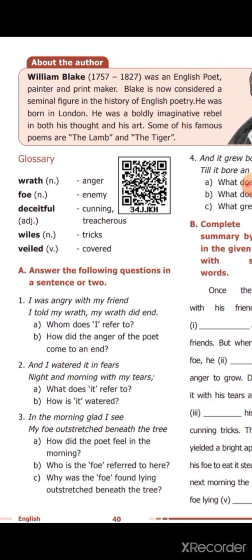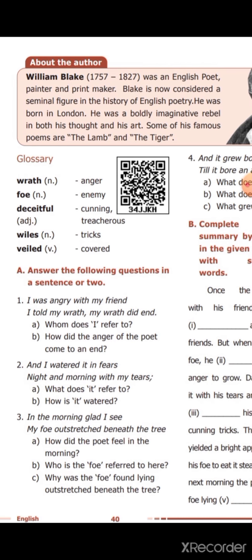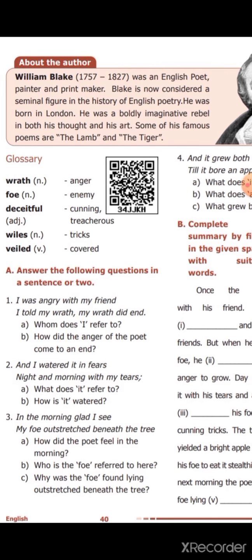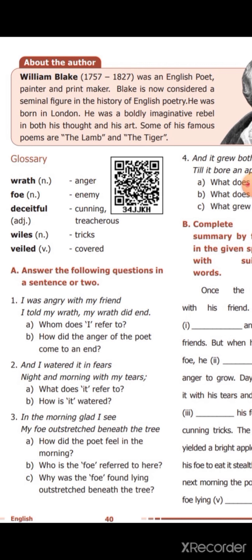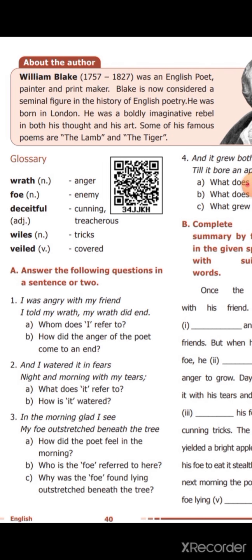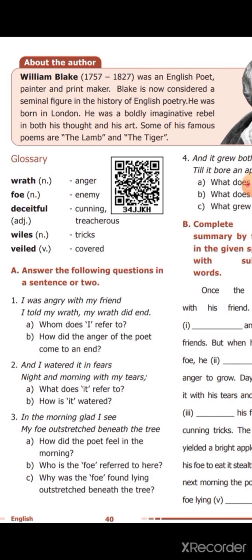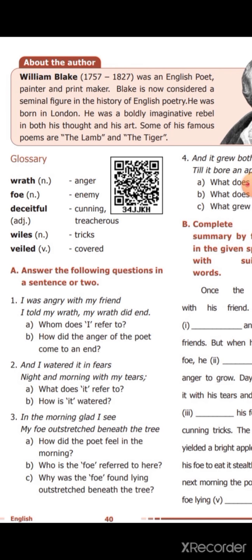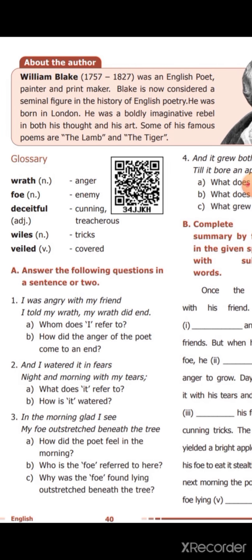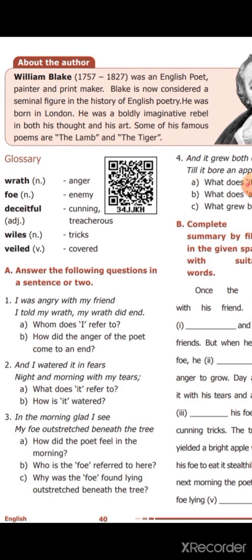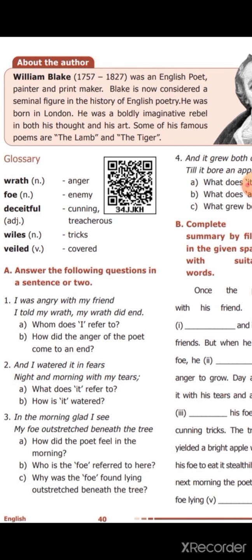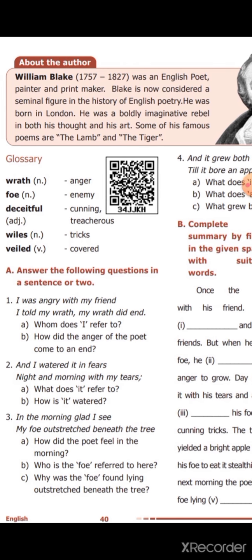Seminal is nothing but inspiration, inspired. So if anyone reads his poems, they will get so much inspiration. He was born in London. He was a boldly imaginative rebel in both his thought and his art. Some of his famous poems are The Lamb and The Tiger. He is not only bold in writing, he was a very boldly imaginative person. Not only that, he would draw very nicely, he is a good artist too. Many poems he had written, children, but The Lamb and The Tiger became very famous.